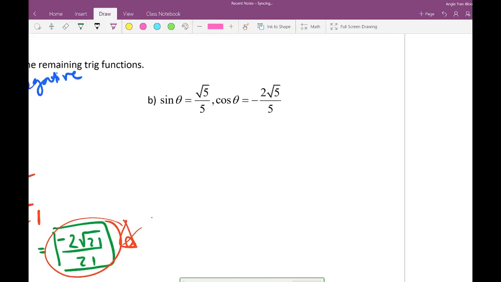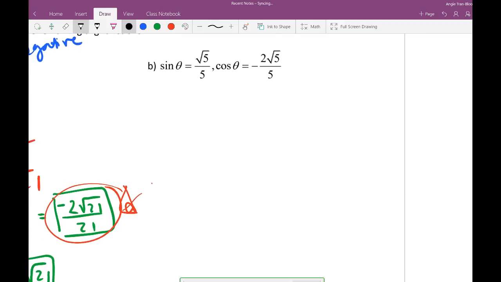Here we go. Find the remaining 6 trig functions. First, you might want to do what, class? What? Yeah, you need to draw it out to see what quadrant you want to put it in. Sign, positive or negative? Positive. What 2 quads should we check that off in? 1 or 2. Perfect. So here's 1, here's 2 for sine.